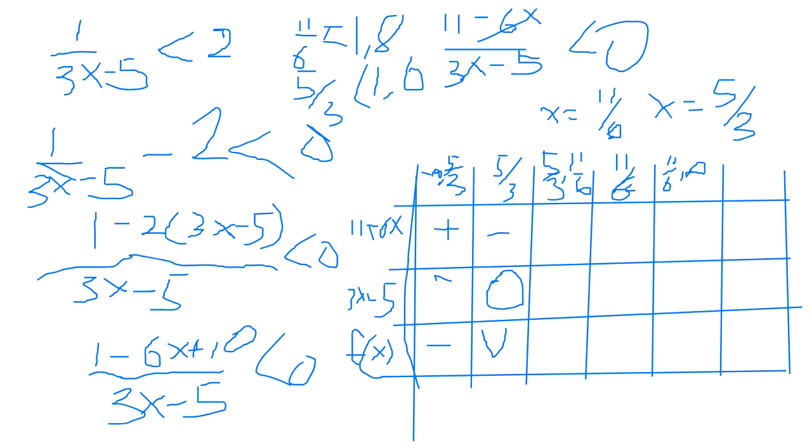Now if I put 1.7 in place of 11 minus 6x, will I get a positive or a negative? Positive. Are you sure? Let me see. Okay, good. Positive. And if I replace 1.7 with 3x minus 5, what will I get? Negative.